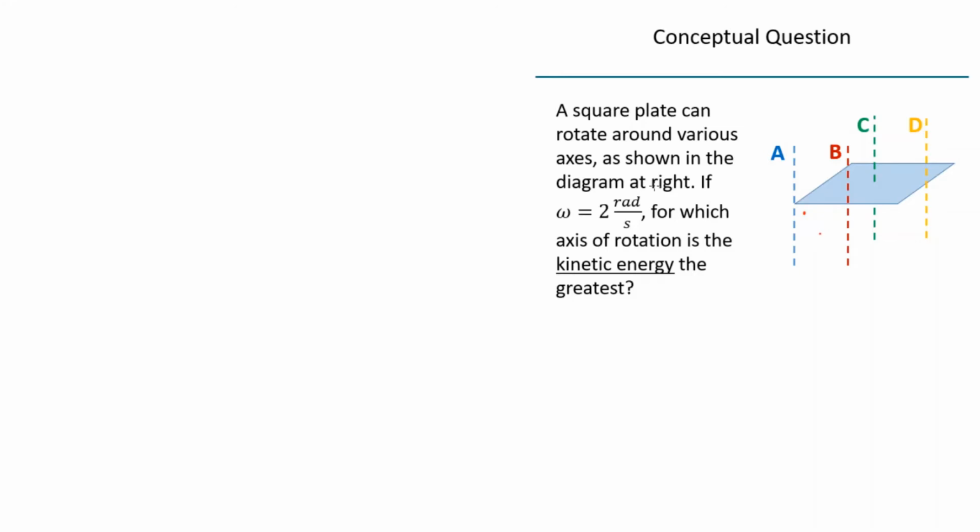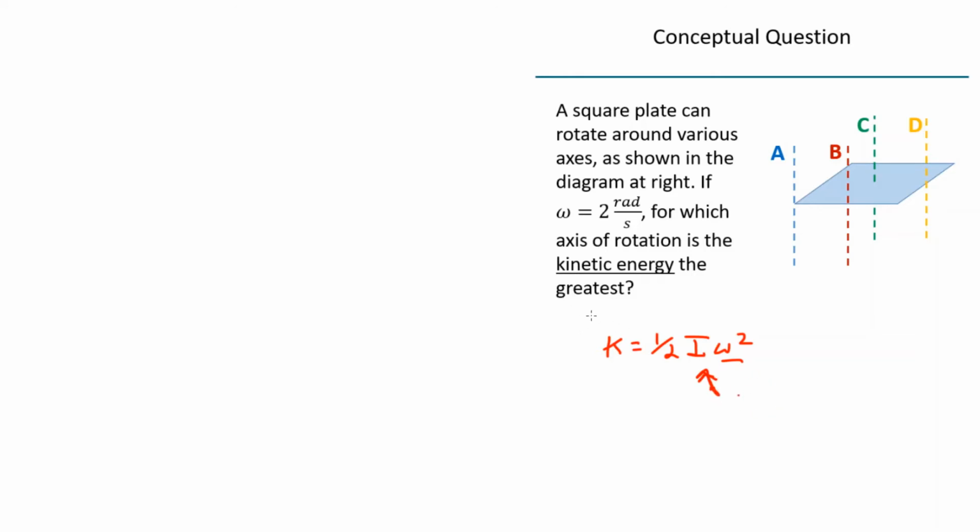Okay, pause the video, take a minute to think about it, and come back when you think you have an answer. Okay, well, I'll remind you that the kinetic energy equals 1/2 I omega squared. Omega is the same for all of these. What changes is I. So the question is, for which of these axes is I the greatest?